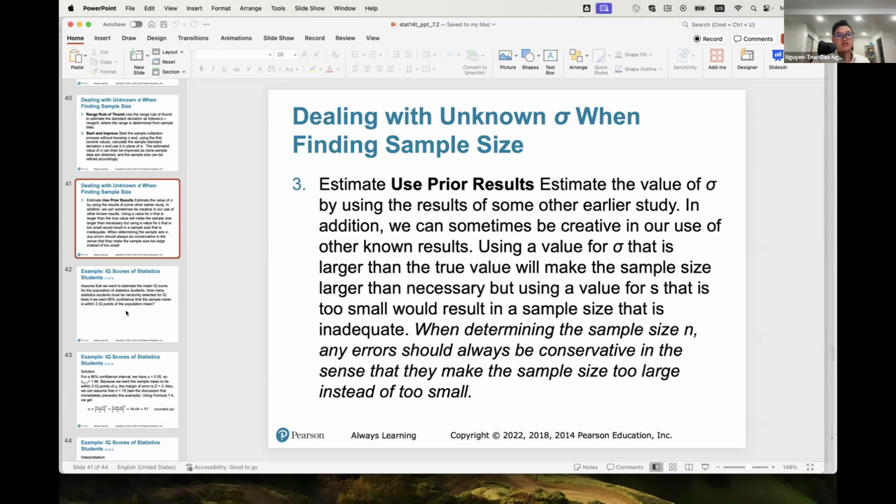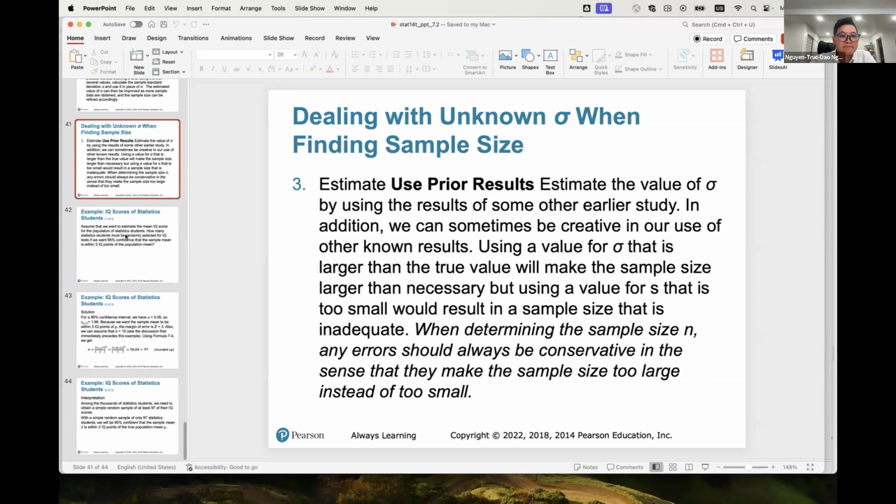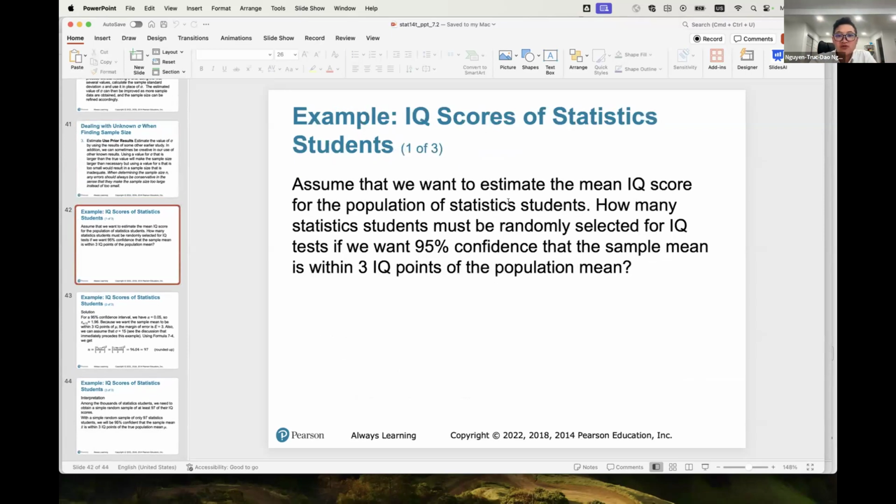Okay, maybe we can do one example to understand it. The example is related to IQ scores of statistics students. Assume that we want to estimate the mean IQ score for the population of statistics students. How many statistics students must be randomly selected for IQ tests if we want 95% confidence that the sample mean is within 3 IQ points of the population mean? So in this case, we know the confidence level is 95%.